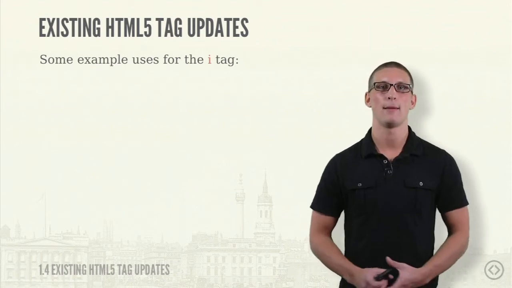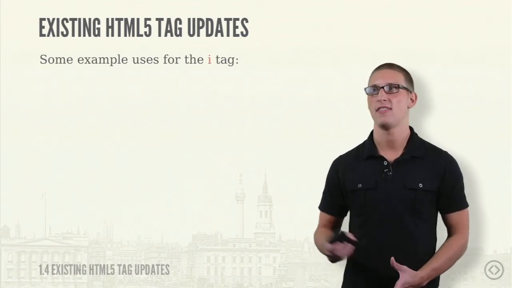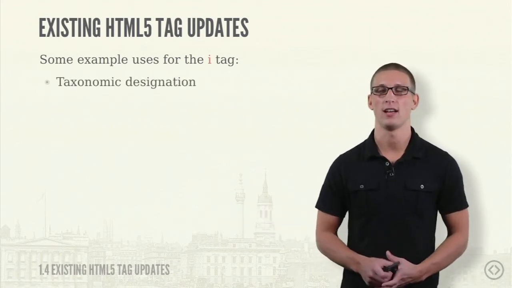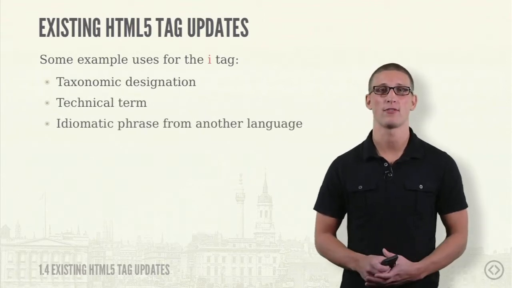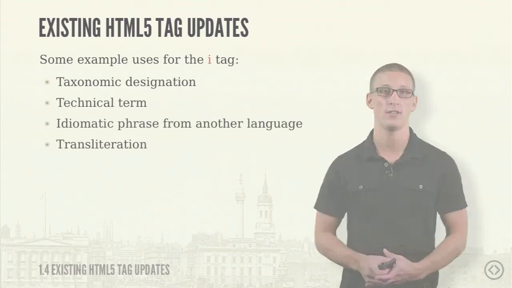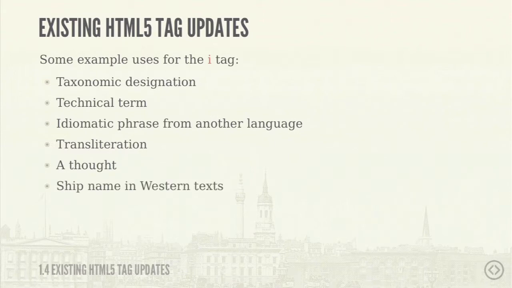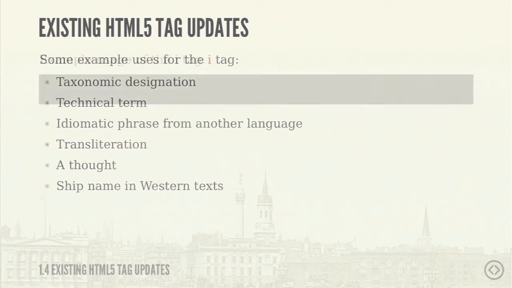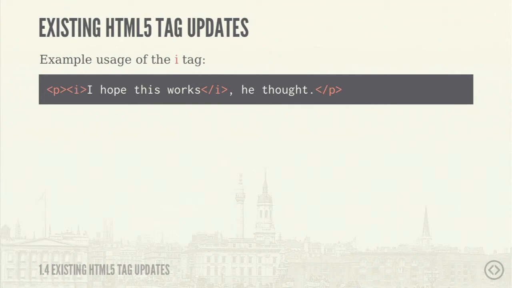So now let's look at some example uses for the I tag. We have things like a taxonomic designation, a technical term, an idiomatic phrase from another language, a transliteration, a thought, a ship name in Western text. Now these are real technical terms that the spec gives us, so let's look at a more practical example of using the I tag. So here we have this paragraph text, "I hope this works," he thought. We're wrapping the "I hope this works" in an I tag to designate this text as being in an alternate voice or mood. It's considered a thought.